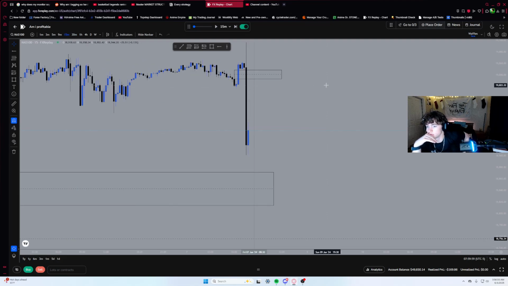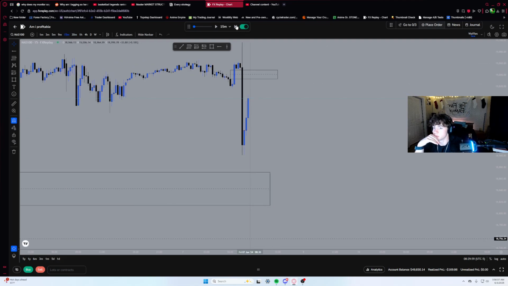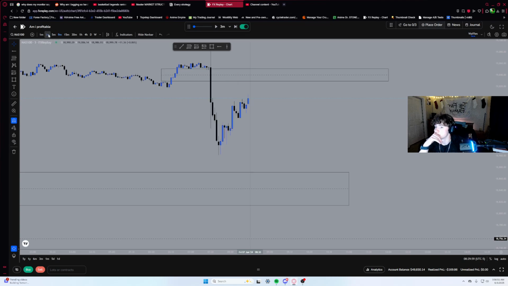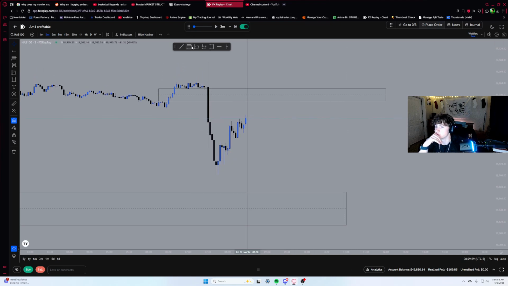15-minute. We can go up 2 candles. Alright, looks like we're going to hit this, honestly. Let's do that. 3-minute. Let's look for OTE on this. OTE is right at the midpoint.